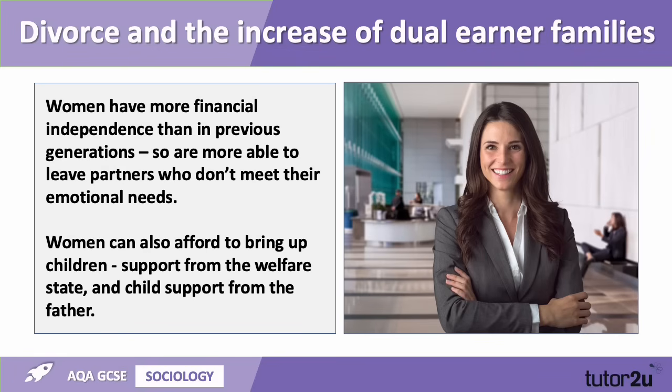Now, divorce and the increase of dual earner families. Women are more likely to be financially independent than in previous generations, so are more able to leave partners who do not meet their emotional needs. They're more likely to have well-paid careers now, so they don't need to stay married for financial stability and can support themselves after a divorce. Women can also afford to bring up children alone, as they might be entitled to support from the welfare state, such as working tax credits and universal support. But legally, fathers are required to support their children financially. Again, all of these give women financial freedom that they didn't have in the past.